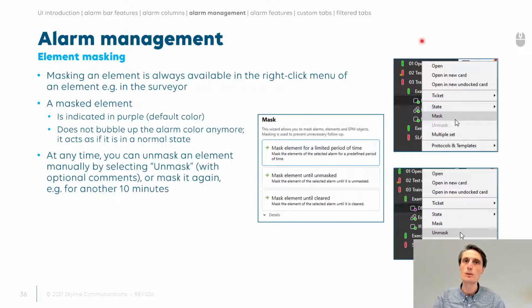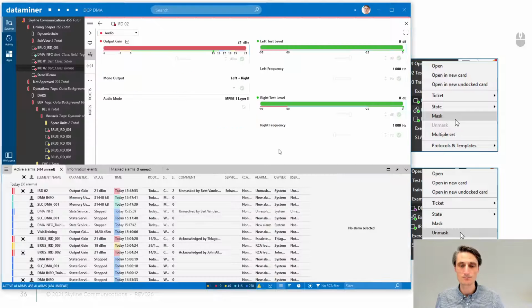You can also do the masking of an element. An element, you can also mask that immediately from the surveyor. So if you have a device or an element somewhere in the surveyor tree structure, you can simply right click on the element, and from the right click menu, you can choose the mask. That's the same thing as you can launch from the alarm console. If it is already masked, like this one indicated in purple, you can then go for the unmask in the right click menu. Again, you will have the different options concerning the timing.